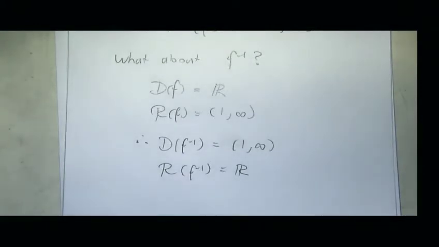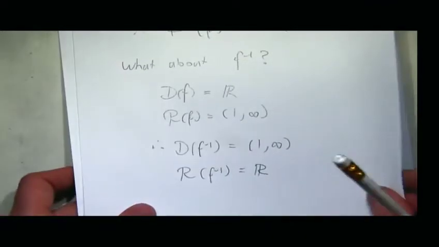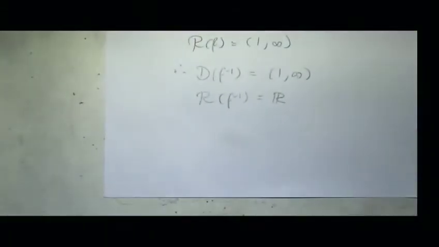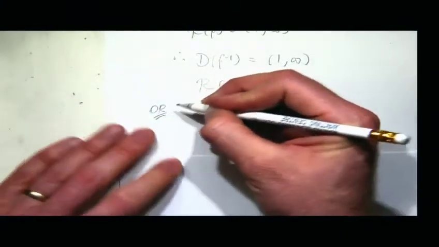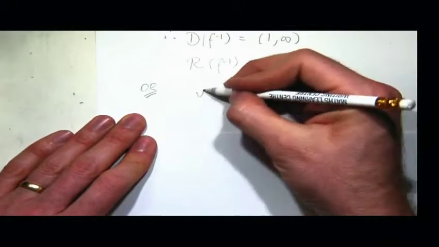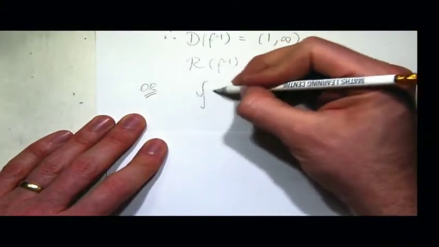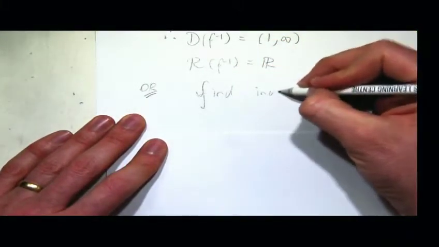If you haven't already found the range, and you are expected to find the domain of the inverse, the quickest way is to find the inverse and then look at it. So as an example with this one, find the inverse.